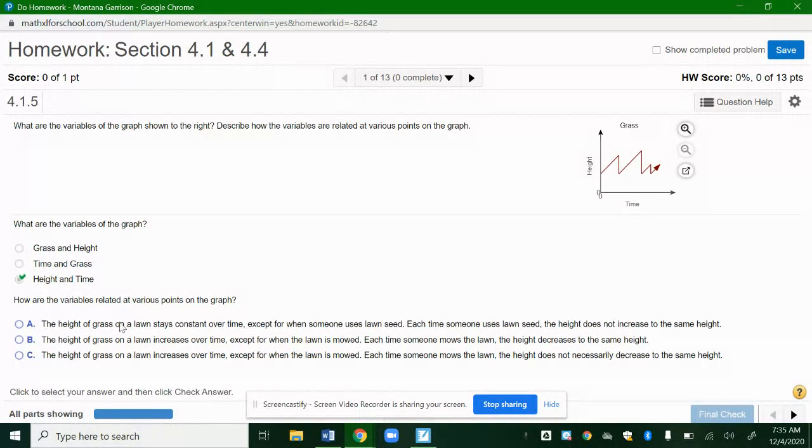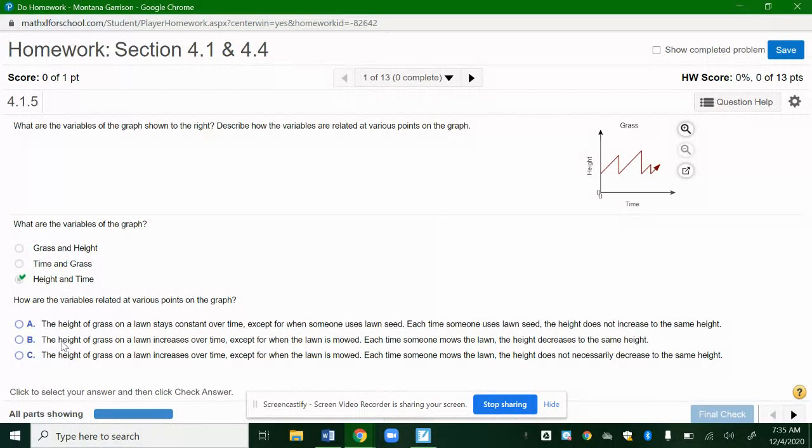Let's look at A. It says the height of the lawn or the grass on the lawn stays constant over time, except for when someone uses lawn seed. Each time someone uses lawn seed, the height does not increase to the same height. Okay, so it stays constant over time. I see it increasing, so I don't really see the staying constant over time. Constant would be like this flat line across, and then using lawn seed would make it go taller. So we're going to eliminate A.